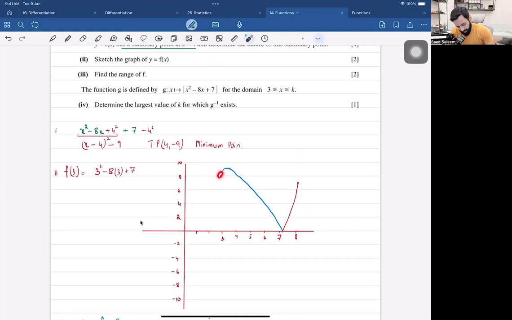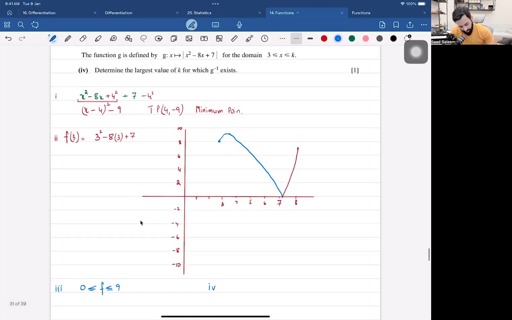So the function is increasing, increasing, increasing up until it reaches the turning point. Now, what are the coordinates of the turning point? The coordinates of the turning point are 4, 9. So that means the greatest value for which the inverse exists is from 3 to 4. And that's it. That's the correct answer.